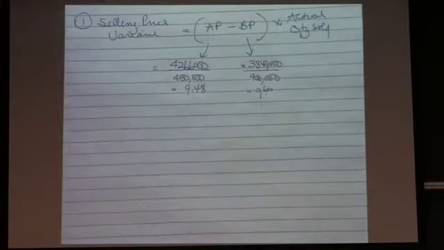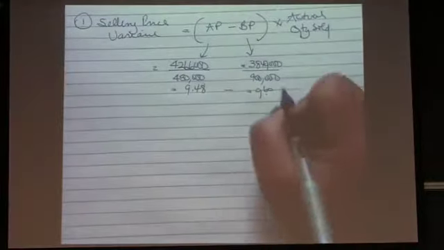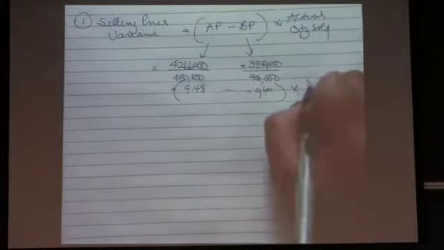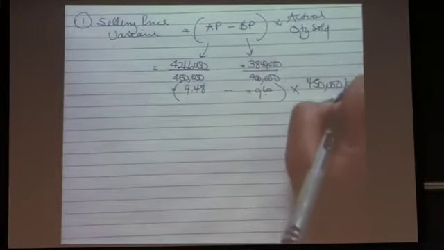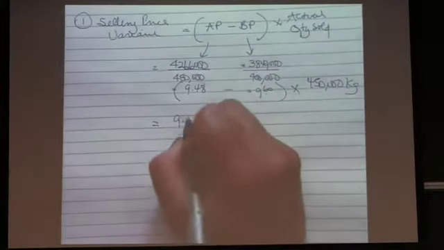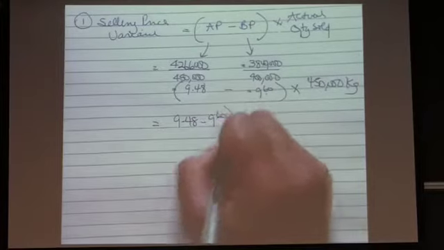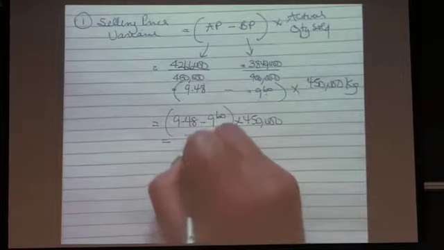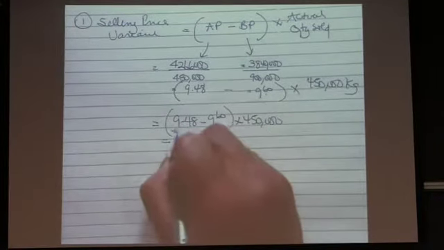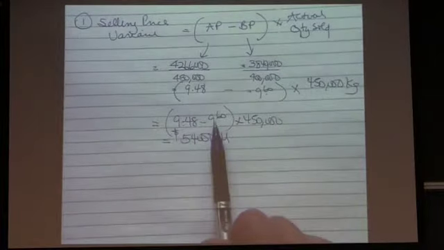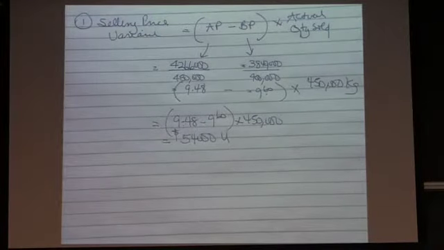Now, what was the actual output? Actual quantity sold, we sold 450,000 kilograms. So the sales price variance is going to be 948 less 960 times 450 gives me an unfavorable variance of 54,000. It's unfavorable because the actual price is much less than the budgeted price. Does that make sense? Okay.